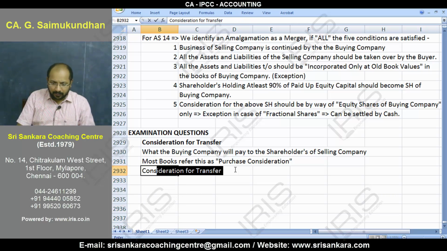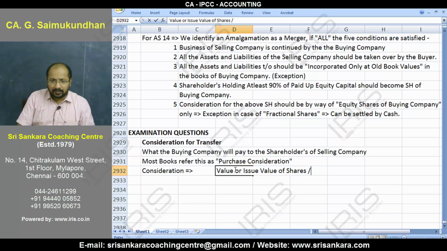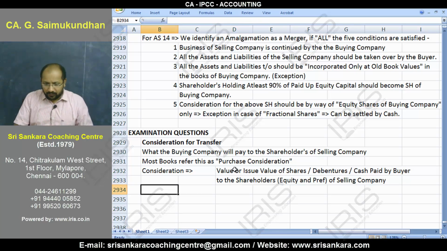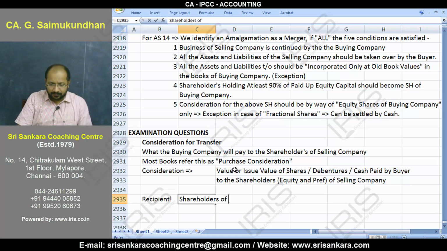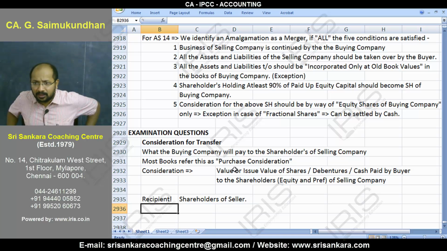Out here we will focus on what? Consideration would be nothing but value or issue value of shares, debentures, cash, etc. paid by buyer to the shareholder of selling company. So we are focusing only on the recipient. Focus on the recipient. Recipient what here? Shareholders of selling company. So when you start dealing with something about consideration for transfer, always watch out only for the recipient. Recipient should be your shareholder.